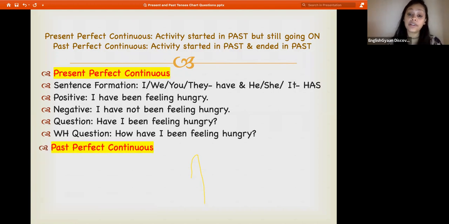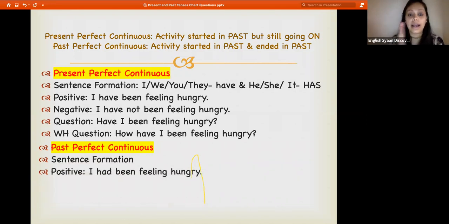And past perfect continuous is आपने एक कंपनी में काम किया था from 2018 to 2020. अभी वहां काम नहीं करते. अगर आपको कहना है मैं काम किया करती थी या किया करता था, that is I had been working. Had plus been plus ing. I had been working in XYZ company.